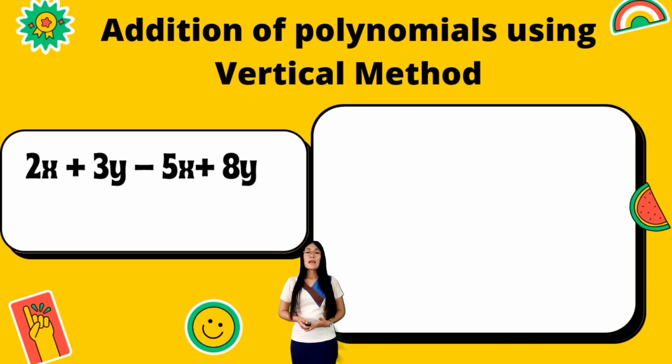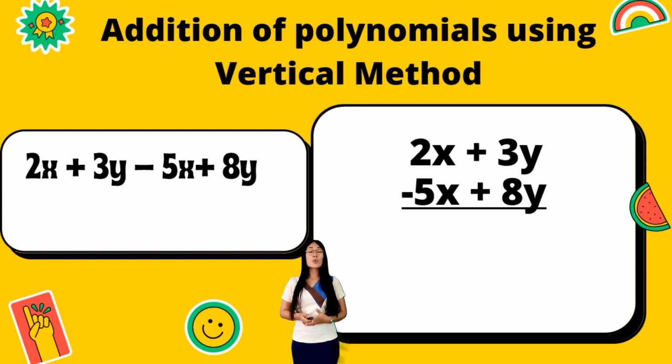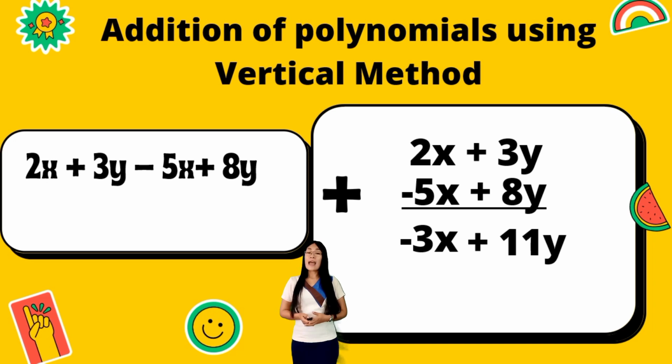Okay? Now, let's have another example. We have 2x plus 3y minus 5x plus 8y. So, we will add them together using the vertical method. So, we will align 2x plus 3y and negative 5x plus 8y and add them together. The answer is negative 3x plus 11y. I hope that you learned this method.